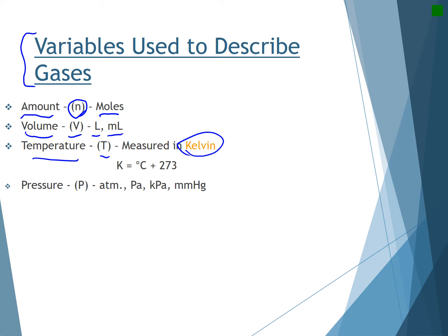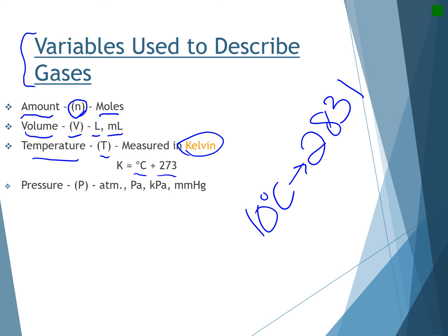Kelvin is very similar to Celsius, and it's a very easy change between Kelvin and Celsius. Unlike Fahrenheit to Celsius, which is 5/9 plus 32 or whatever it is, with Kelvin all you have to do is take your temperature in Celsius and add 273. So if I had 10 degrees Celsius, that in Kelvin would be 283 Kelvin. Notice that I don't say degrees Kelvin, it is just Kelvin.